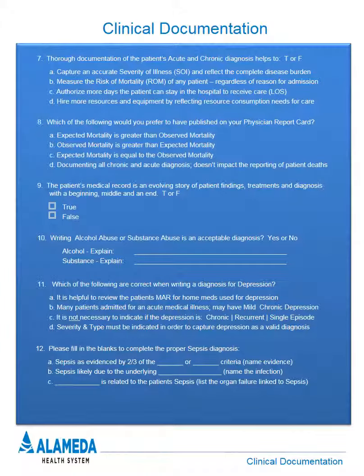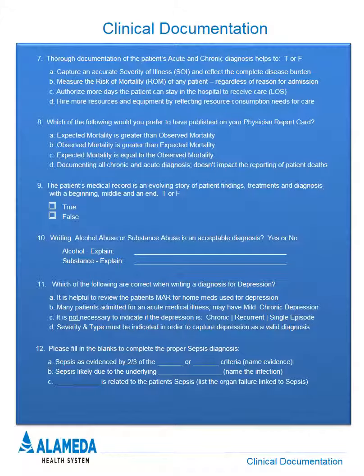So for depression, it's actually a very good, useful tool to look at the patient's MAR. And if they're on home meds for depression, to 11B, the patients can have any type of acute medical illness, let's just say UTI, but they also can have a chronic illness, which is depression that they're being treated for. So it's acceptable to write mild chronic depression from the patient's problem list as a diagnosis. It most often gets overlooked. That's why the MAR is a good tool for you. And C is incorrect because it is necessary to indicate if depression is chronic, a single episode, or recurrent.